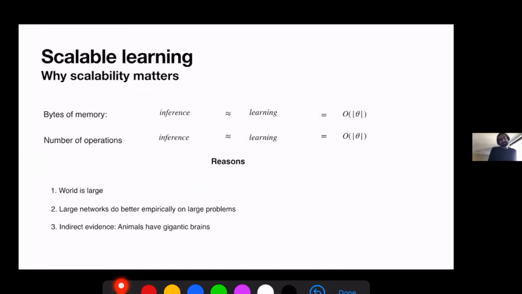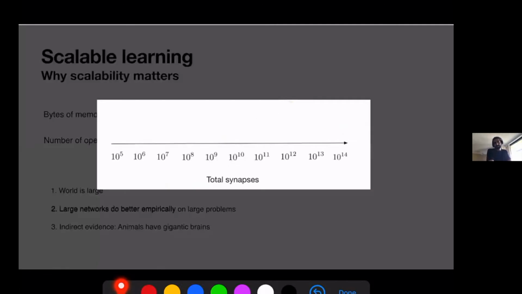And the third reason, and this is somewhat of an indirect evidence, is that animals have really large brains. And because brains require a lot of energy, we can assume that if these large brains were not beneficial, they would have smaller brains. Now, this is really not a very foolproof argument, because we don't really know what's happening in the brain, but let's indulge ourselves. Let's assume that the number of synapses in the brain corresponds to a number of parameters. We don't know that's the case, but let's just see what kind of brains animals have compared to our algorithms.